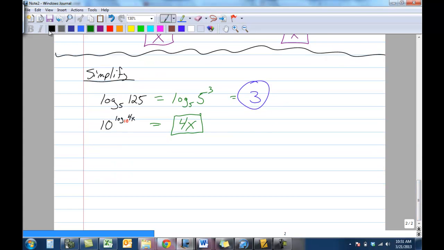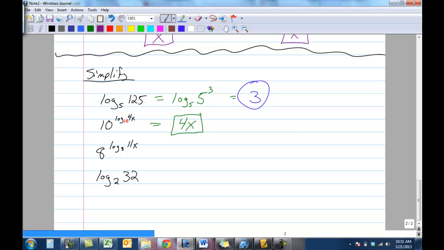Let's try two more. Try these yourselves. 8 to the log base 8 of 11x. Try that one. And then try log base 2 of 32. All right, try those two yourselves. Go ahead and press pause if you need to, and then come back and I'll walk you through it.